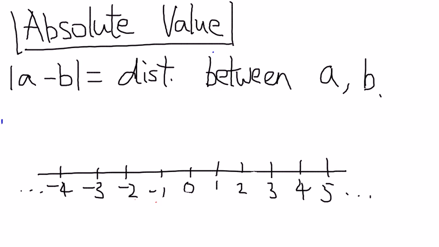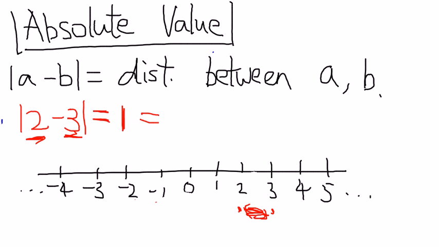For example, what's the meaning of the absolute value of 2 minus 3? You look at the two points, 2 and 3 respectively. I'm talking about the distance between these two points. Definitely this distance is 1. And obviously if we look at the absolute value of 3 minus 2, you'll get the same answer, distance 1, because I'm really just talking about exactly the same thing.